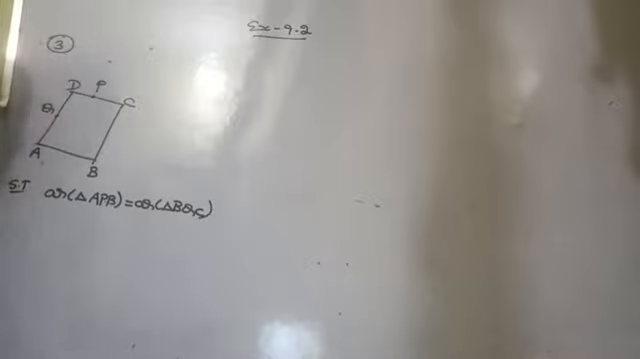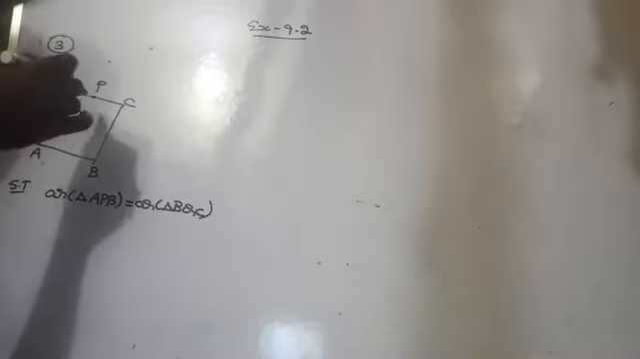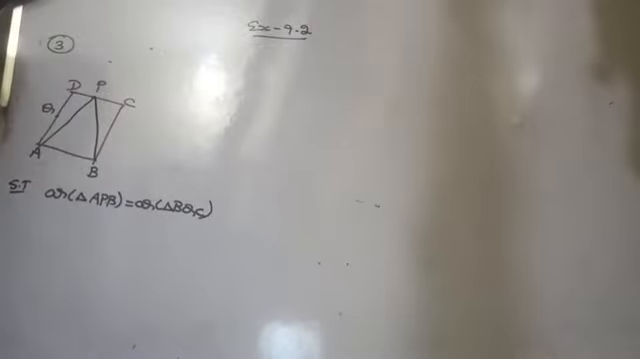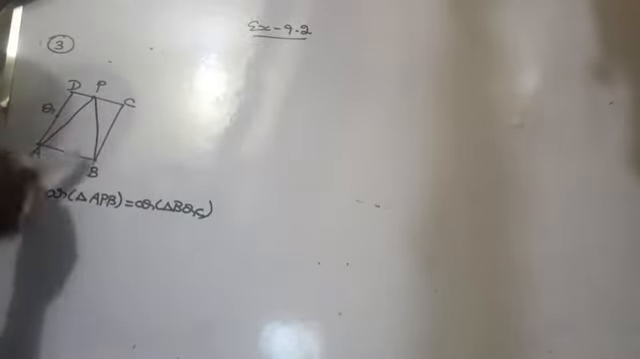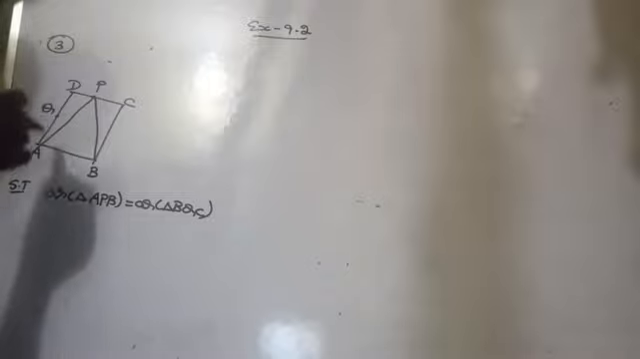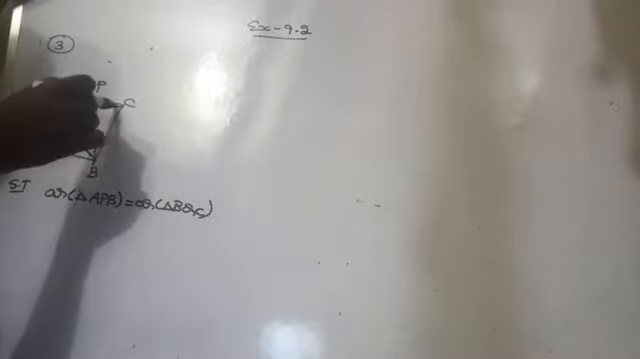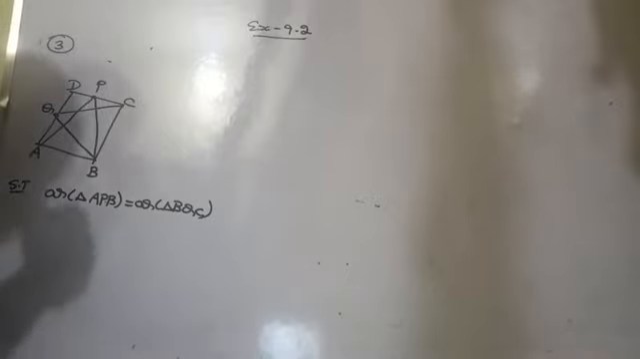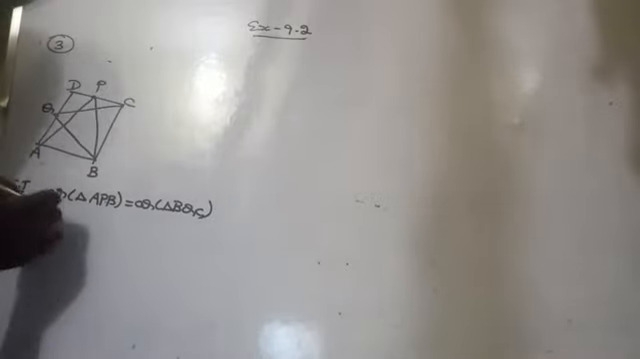Now by construction, join AP and BP here, because we need triangle APB, and then we need BQC. So join BQ and CQ here. So this is the required diagram. Now proof.